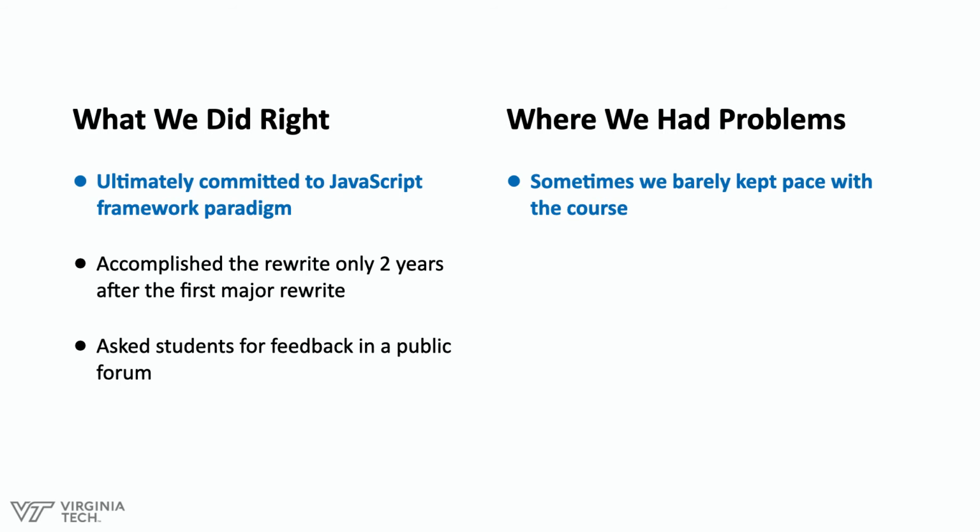That's why we feel that the most important thing we did right in this revision by far was to commit to the paradigm for the JavaScript framework that we were using. But this had its downside as well, because there were so many aspects of the project that we had to change. There were times during that first semester after the revision when we felt that we were just barely ahead of the students with what we had to teach.